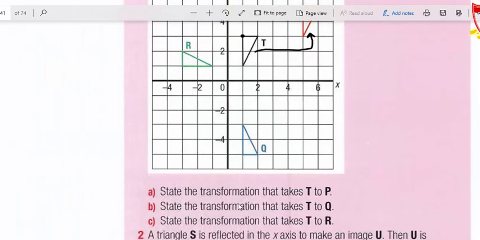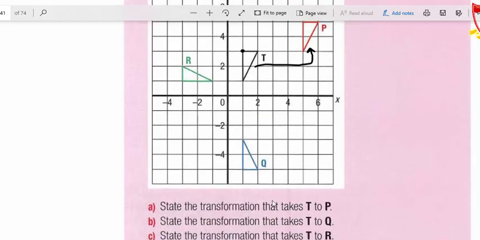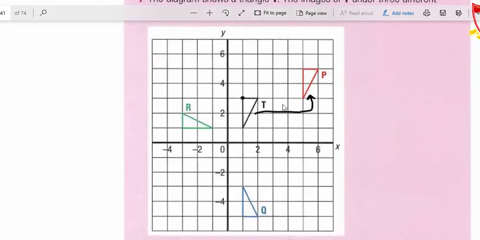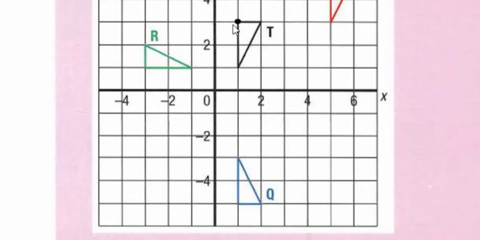Easier. State the transformation that takes T to Q. Which transformation can take T to Q? As you see, Q is flipped compared to T. Well, it means some reflection must happen. Then this corner is this one. They are corresponding ones. They are the same corner. How many squares are between them? 1, 2, 3, 4. It means the mirror line must be here. And here, y is equal to -1.